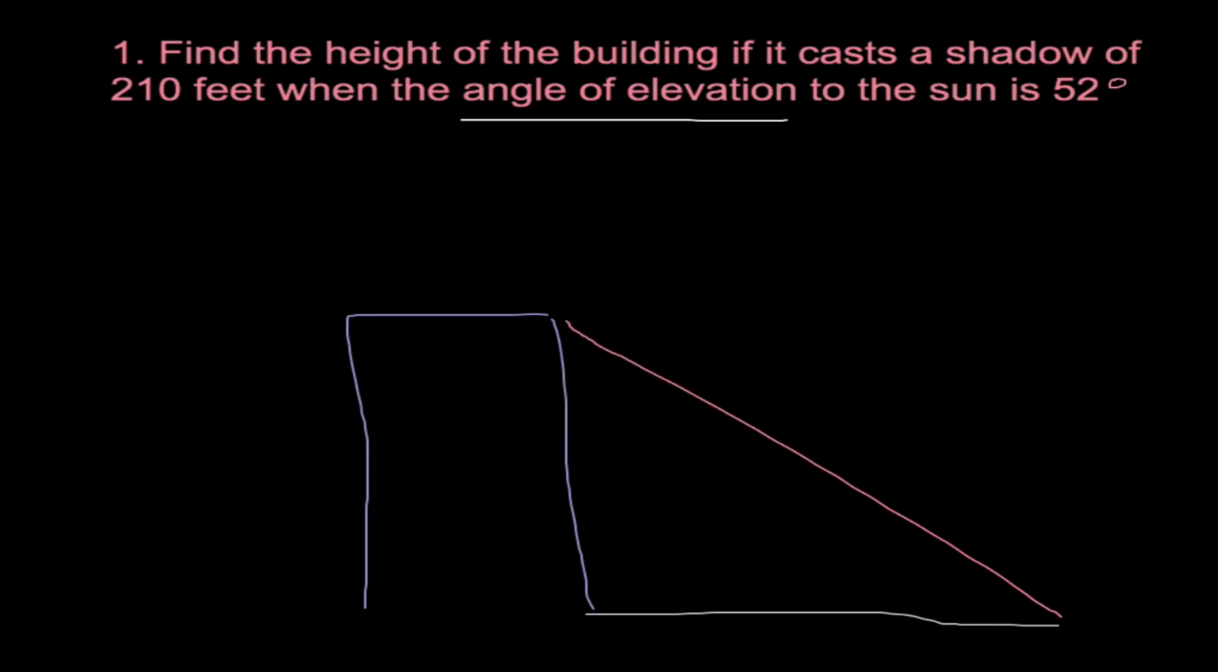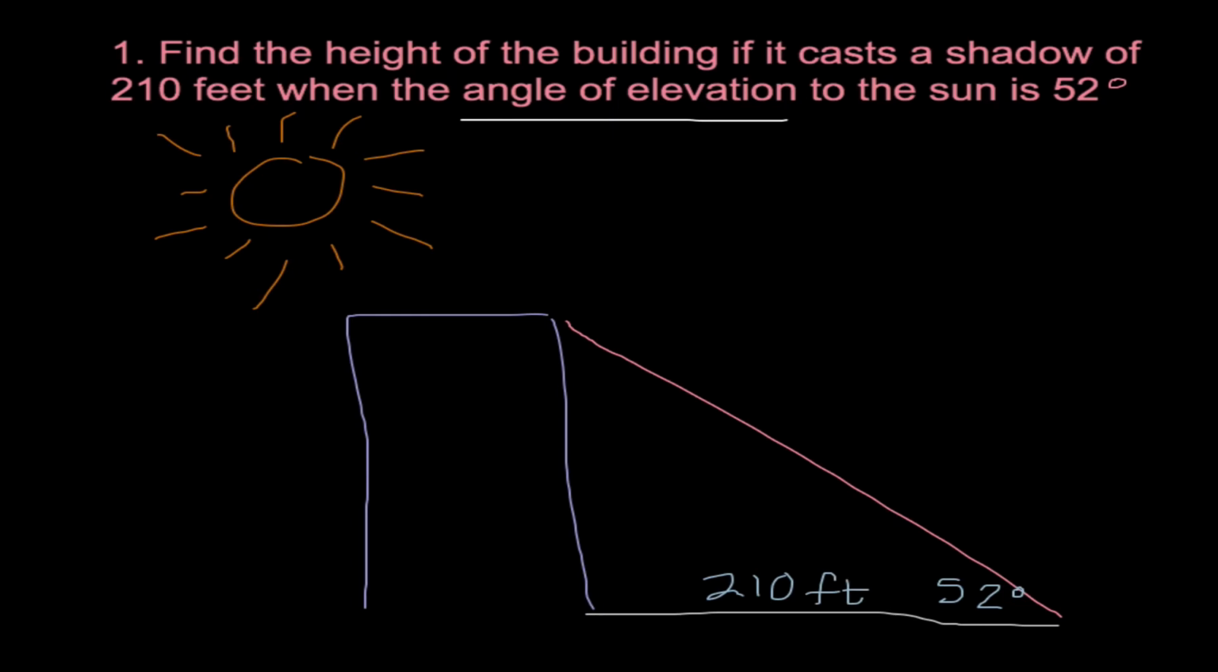So we have a sun that is up here. There we go, it's shining down. And it tells us that this angle of elevation is 52 degrees. It also tells me that the shadow is 210 feet.